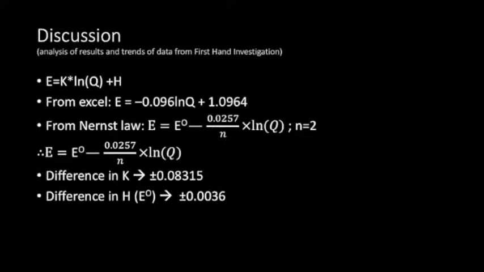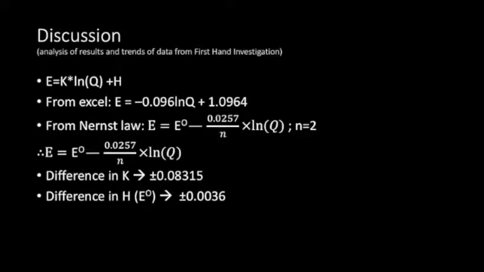Through the aid of the digital technology Excel, the equation of the function is y equals negative 0.096 ln x plus 1.0964. So the equation really looks like E equals negative 0.096 ln Q plus 1.0964. If we refer back to Nernst's law, which is E equals E0 minus 0.025 on n times ln Q at room temperature, then the negative constant in front of ln Q should be equal to the coefficient 0.025 on n. So from the equation obtained, the front constant of ln Q is minus 0.096 given from Excel.